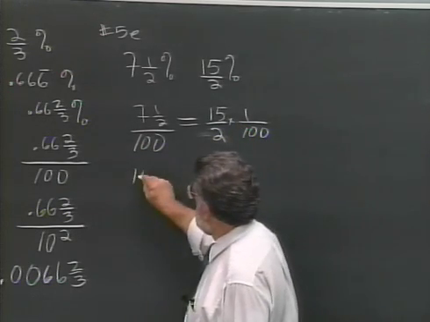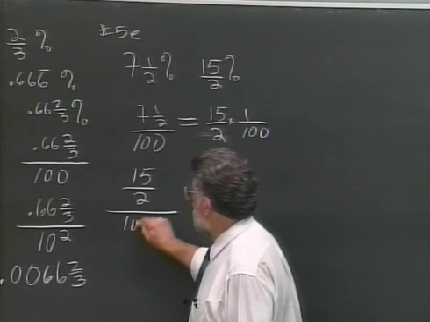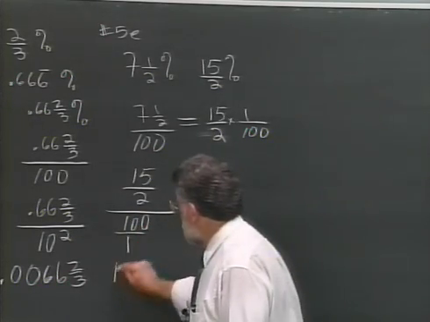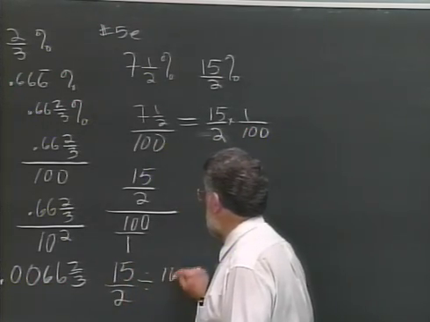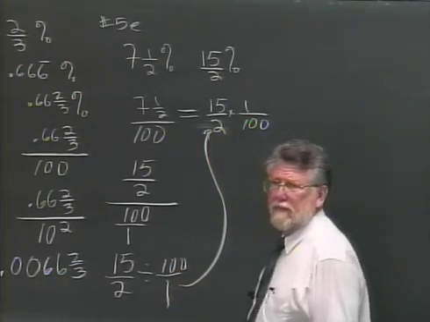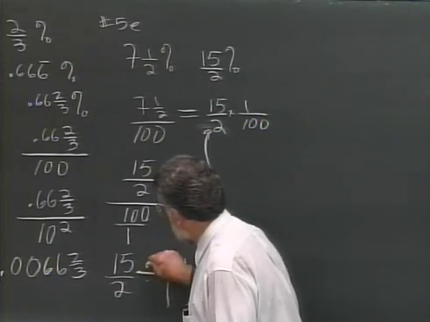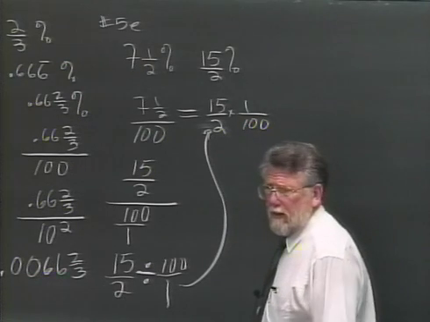Because this is 15 over 2 over 100 over 1, which means 15 over 2 divided by 100 over 1, which will bring you right back up here. Because this divide by, that didn't on the screen look very good, that's better, becomes this. Now what am I going to do?